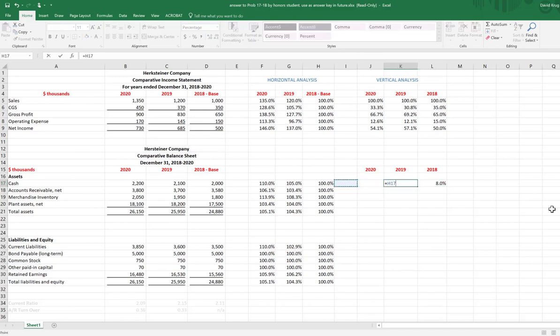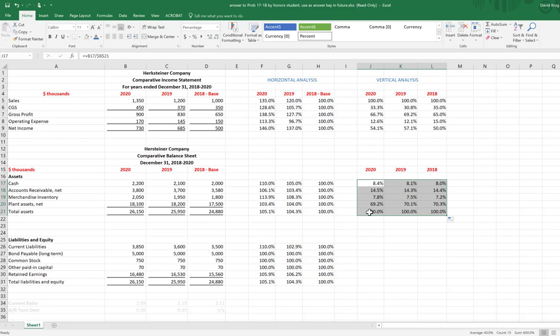I want this to be that divided by this number. You can look up here again. I'm going to push F4 so that does an absolute value. Then lastly, I'm going to do this divided by this number. I'm going to push F4 once. Boom. Now what I can do is pull these down, and it makes sense that this line is 100%, right? Because these numbers are being divided by themselves.